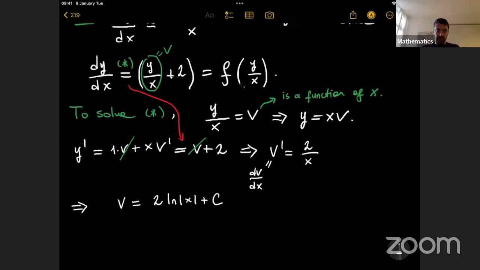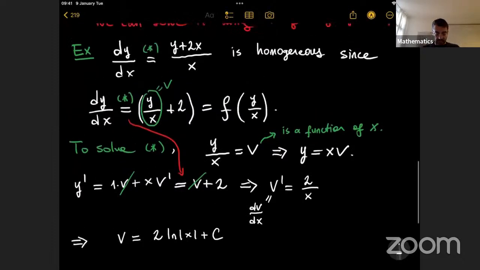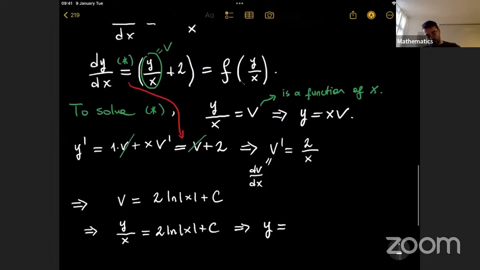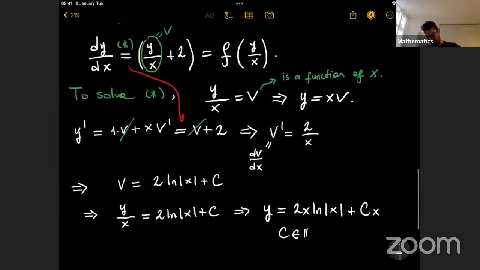Well, now we return to the original variables. So y over x is v, right? Which implies basically y over x is equal to 2 times ln x plus c, and y is equal to 2x ln in absolute value of x plus c times x. C is any real number, okay? So this is the general solution of star. All right, any question with this?